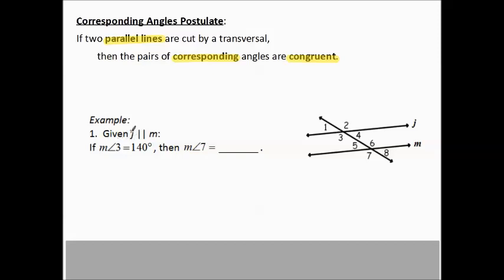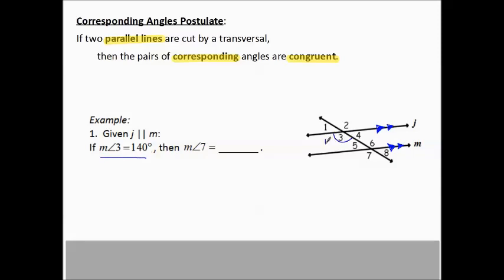Example, given line J is parallel to line M. So first thing I'm going to do is show this in the picture. Remember the arrows on the lines, not at the ends, but on the lines, show that those are parallel. I can use any type of arrows. I can use a solid arrow as long as I make it match. I can use a double arrow as long as I make it match. Parallel lines. Now, measure of angle 3 is 140 degrees.